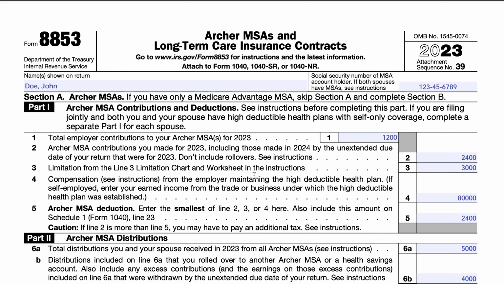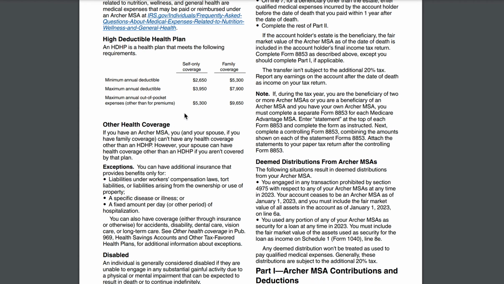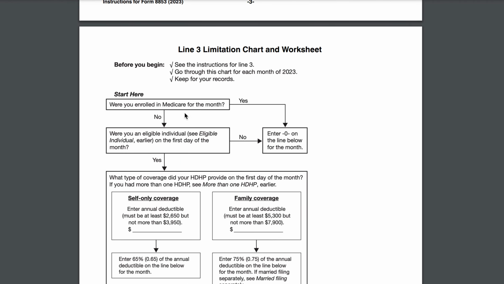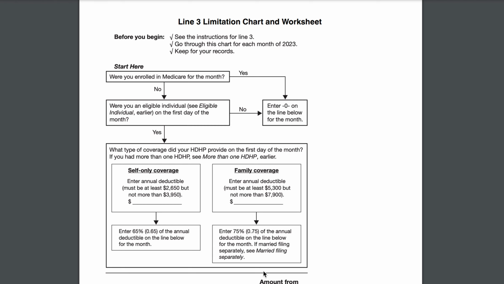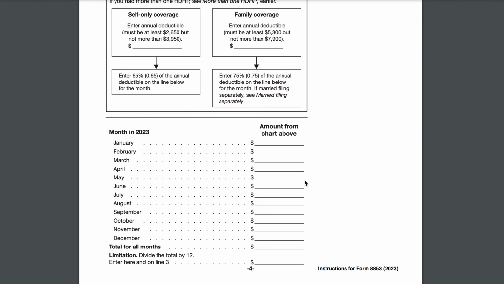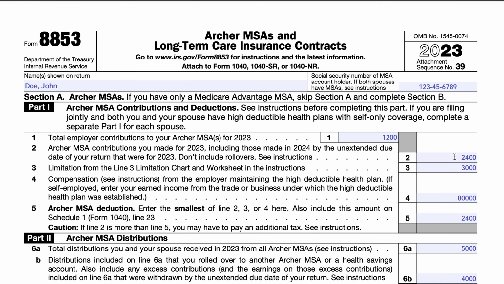For line 3, there is a limitation chart and worksheet in the form instructions. I'll briefly go over it. Basically, it is right here. It's kind of a flow chart, and it talks about how much, based on whether or not you were enrolled in Medicare, whether or not you had coverage under a high deductible health plan, and it goes through the requirements of that coverage, and then you can actually create the limitation by going through this chart. So let's imagine that we did all that and our limitation is actually $3,000.